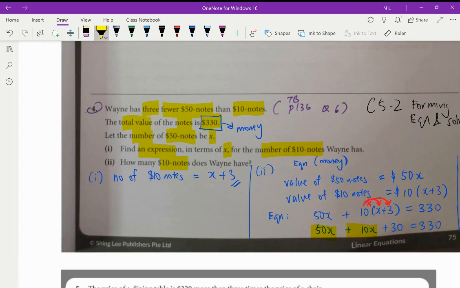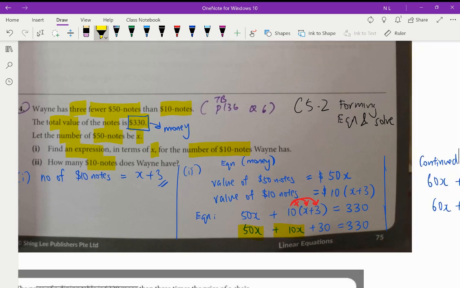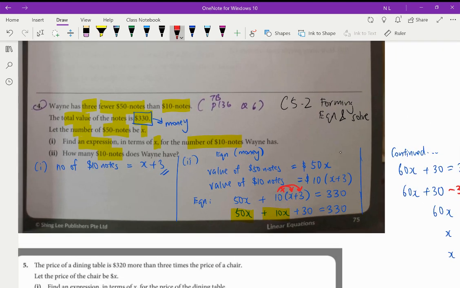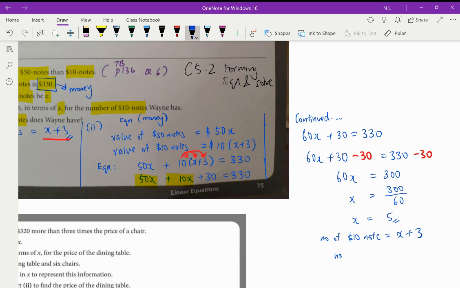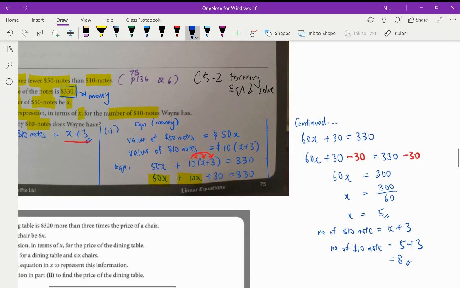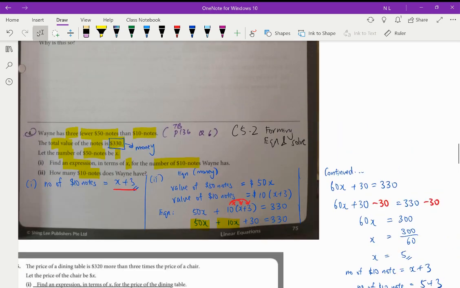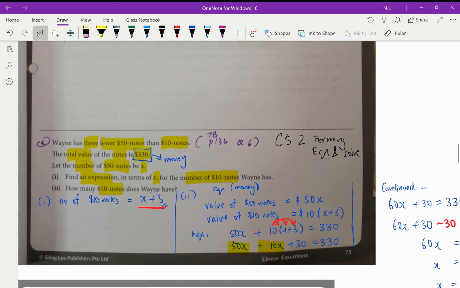They ask us to find the number of $10 notes that he has. I know that the expression for the $10 notes is x plus 3. So how to find the number of $10 notes? I take x, which is 5. The number of $10 notes is x plus 3, so it will be 5 plus 3, which equals 8. So I have 8 $10 notes. This question involves money, and my equation has to be in money.